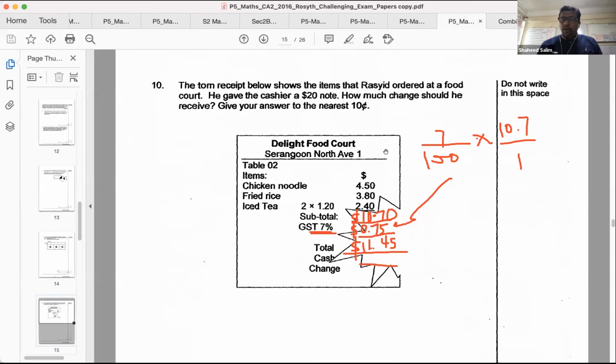You pay $20 now. What is the change? Come on. You pay $20. How much is the bill? $11.45. Take 20 minus 11.45. Come. How much? Anyone? Come on. What do you say? Take $20 minus 11.45. You will get the answer.